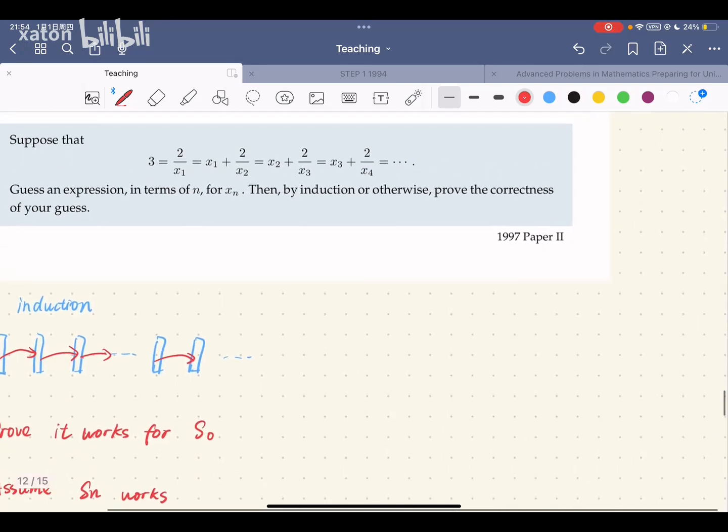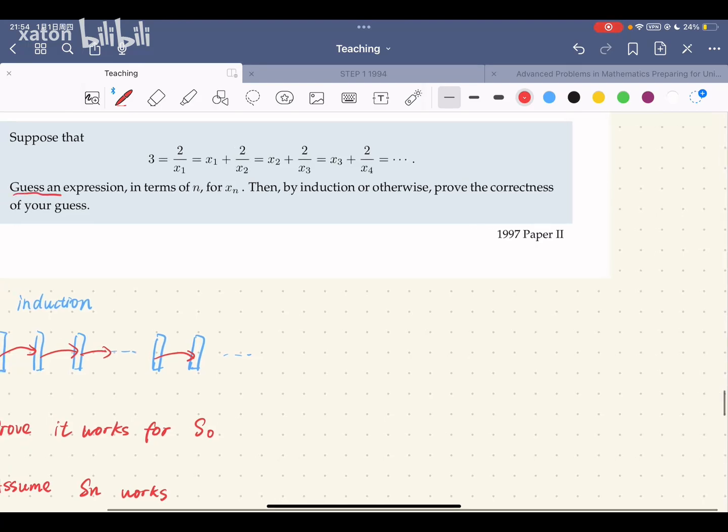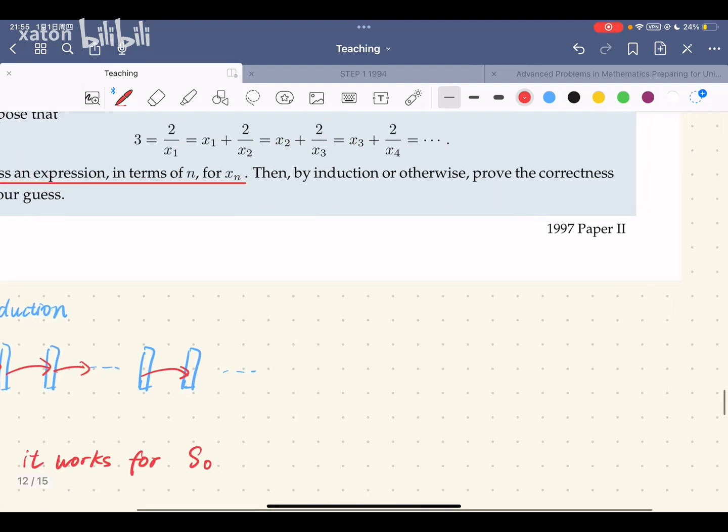For this question, we have to get a brief idea of what xn is. This is the first thing we should do: guess an expression in terms of n for xn. We don't randomly guess it. We should find some pattern, so we have to do some experiments before writing the expression. So let's try to find out what x1, x2, and x3 are. This is very essential.